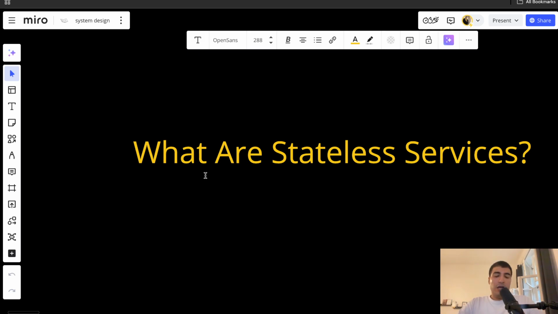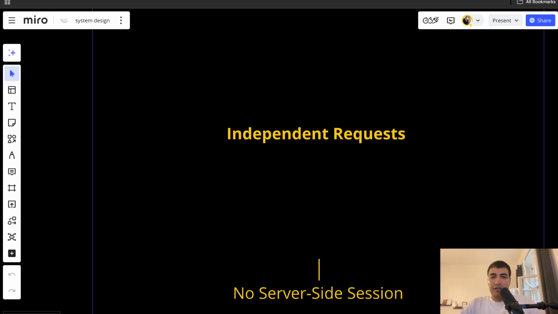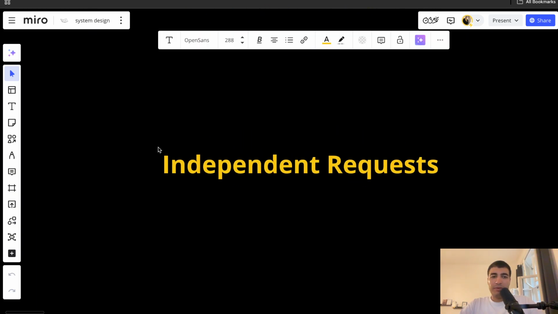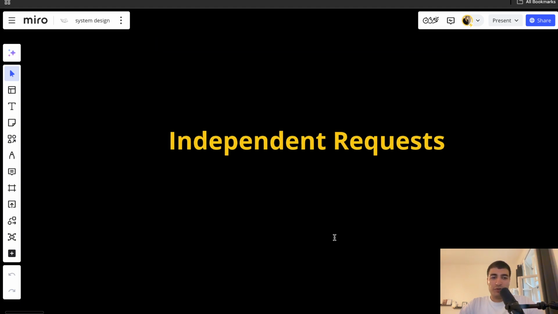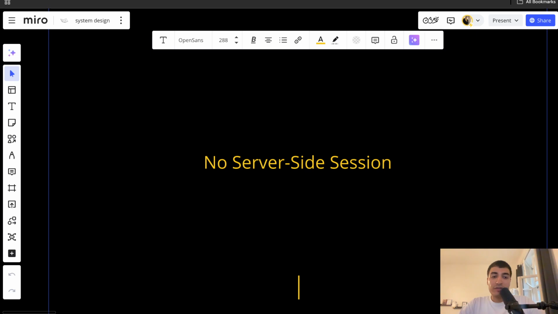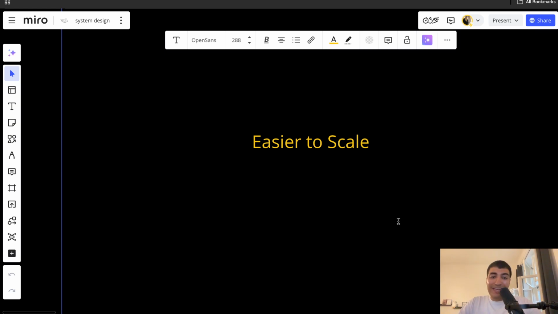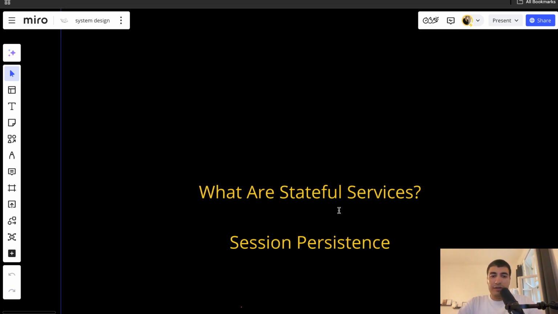So, there are some characteristics of stateless services. The first thing is independent requests. Basically, each request carries all the information the server needs to process it. Second, no server-side session. The server doesn't store information about the client at all. Third, easier to scale because each request is independent. Load balancing becomes straightforward. Any server can handle any request, basically.